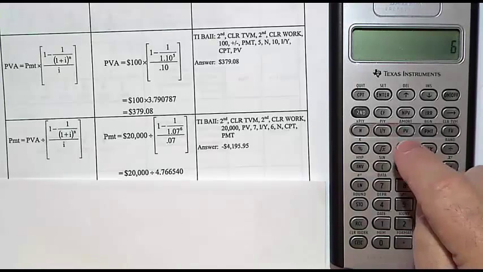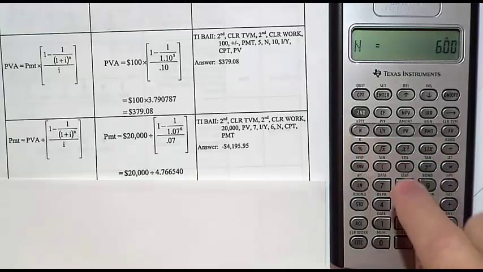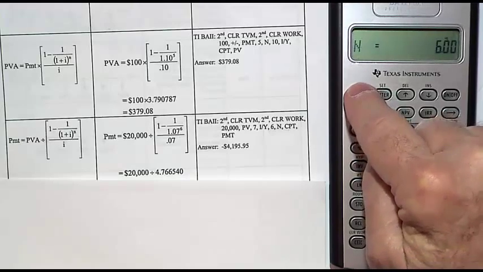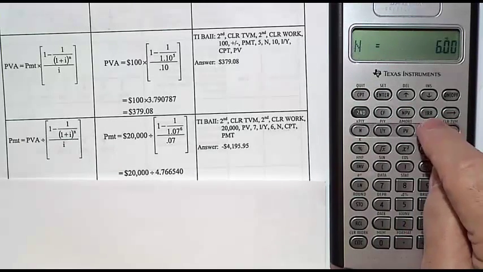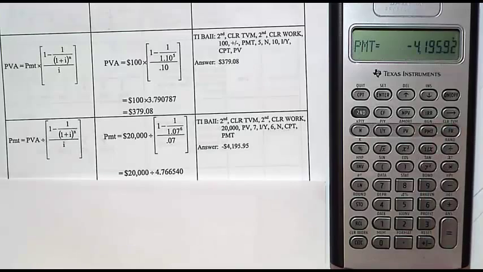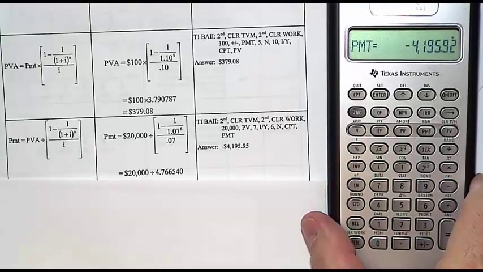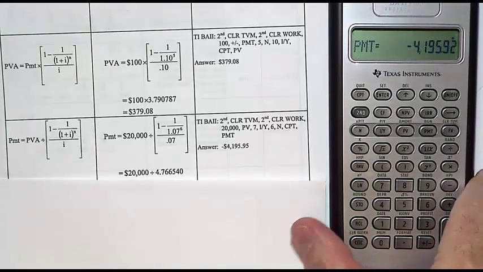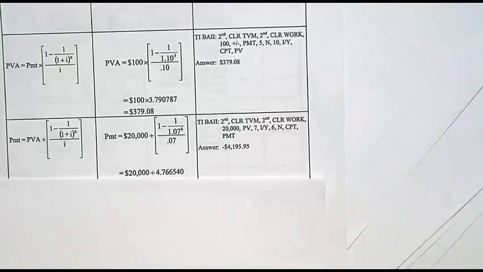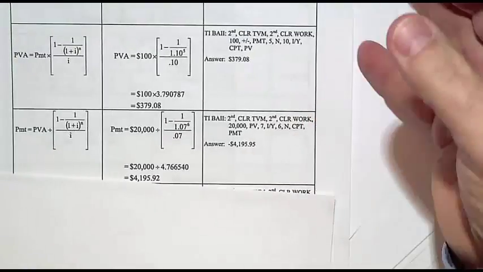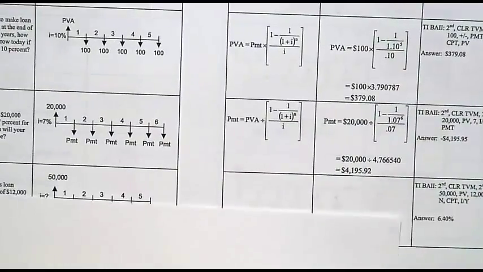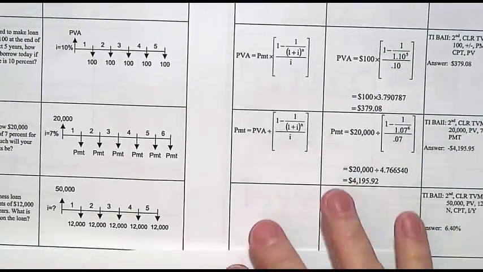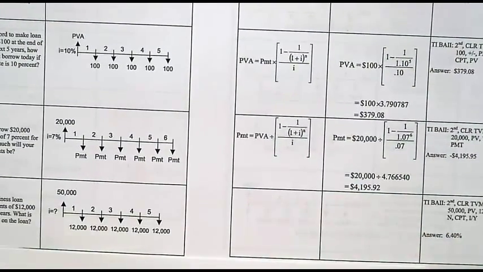6 is the number of time periods, so 6 in. And now I'm going to compute the payment, $41.95. So same thing as when we used the formula. And there's one last case for present value of an annuity, and here it is.